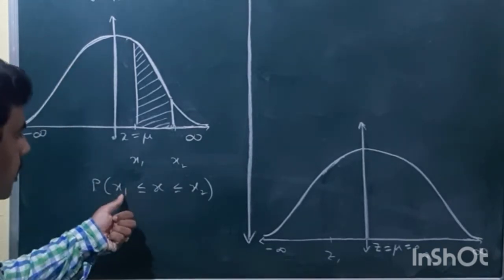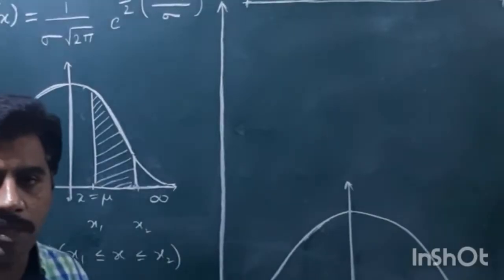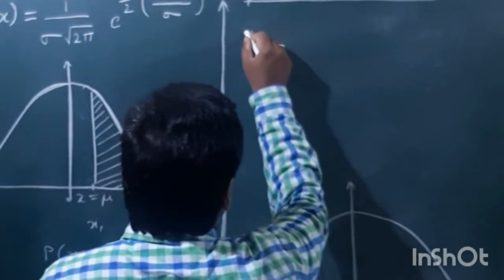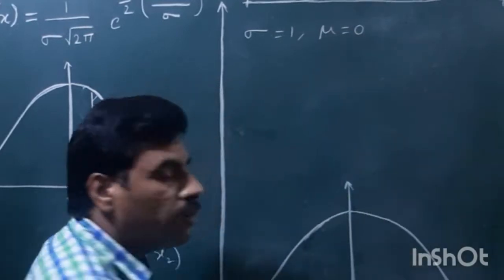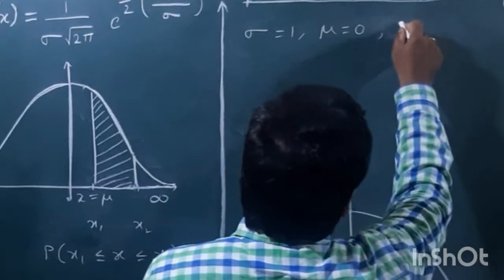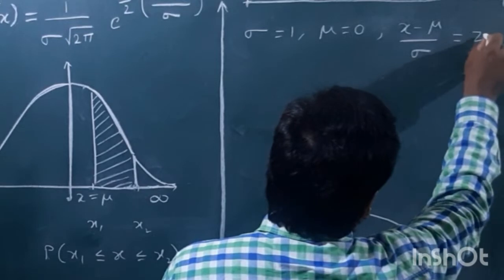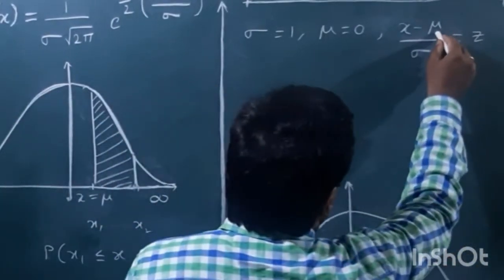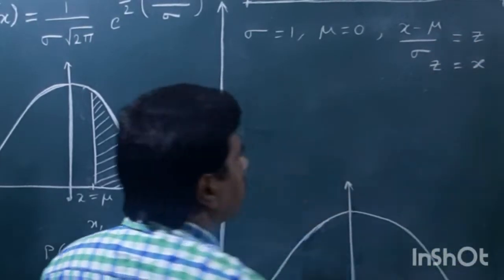But these values x1 and x2 may be very large values. Then to simplify it, we will introduce sigma is equal to 1 and mu is equal to 0. We will fix sigma as 1 and mu as 0, and x minus mu by sigma is equal to z. Then since mu is equal to 0 and sigma is equal to 1, z becomes x.